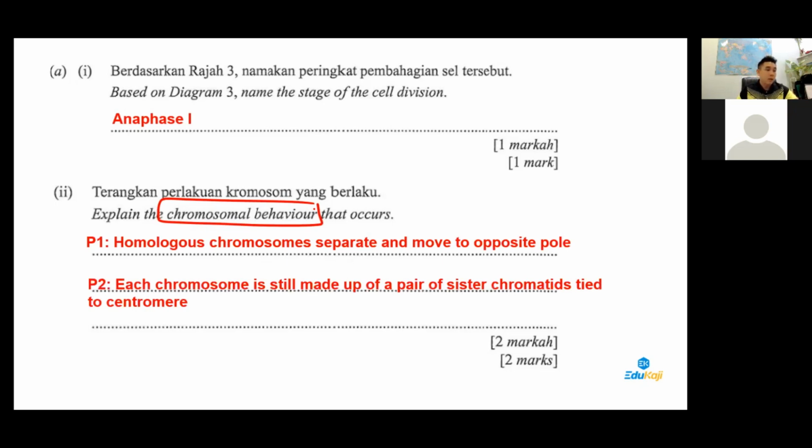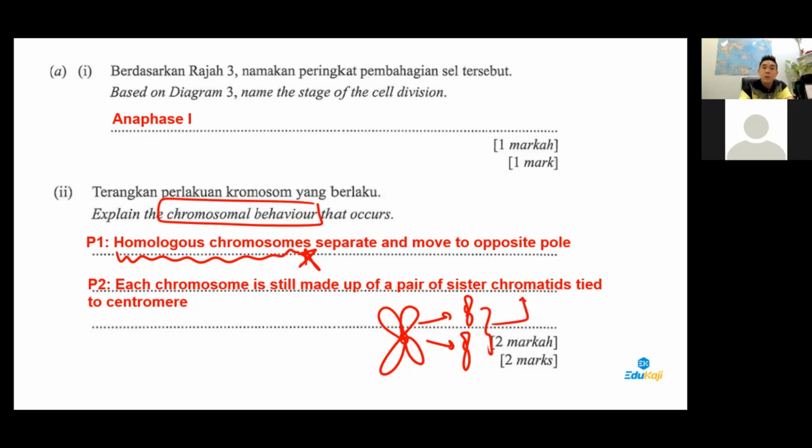Okay. They separate. You must use the word homologous chromosome because they are like a couple, then break up, separate. Okay, they move to opposite poles. So P2, what it means is it's still made up of a pair of sister chromatid. Guys, if you forgot, sister chromatid means this. If I separate this chromosome, these two are known as sister chromatids. Okay.